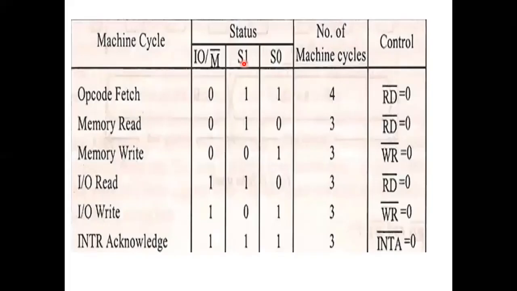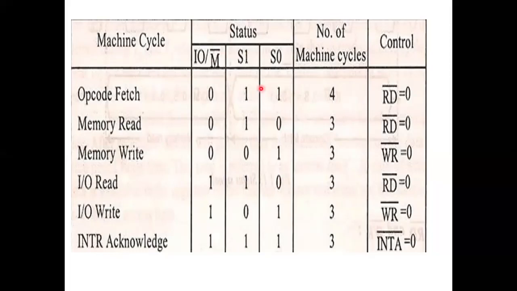So this is the concept of selecting which machine cycle we are going to use. We already discussed IO/M. IO/M defines which location we are going to access, whether the memory or the input output device. If you want to access the memory, you have to put 0. If you want to access the input output, you have to put 1. Same as here S1 and S0. If the values are 0 and 1, it is write. 1 and 0 means it is read. So this is the concept.